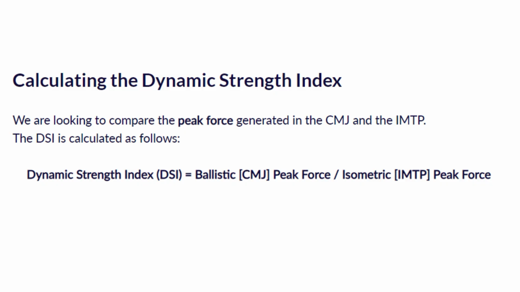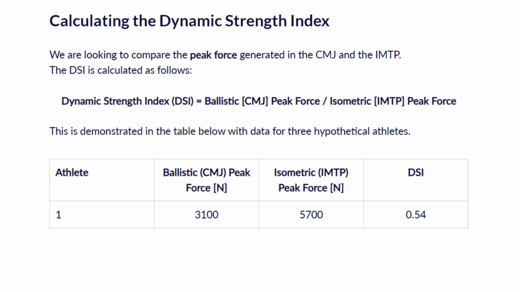So remember that our calculation is the peak force created in the ballistic movement, the counter movement jump, divided by the peak force created during the isometric demand. And so if we take a look at athlete 1, then they are a strong individual. They are generating an isometric peak force value of over 5,000 newtons. Whereas in their counter movement jump, they are creating a peak force of 3,100, giving us a DSI of 0.54.